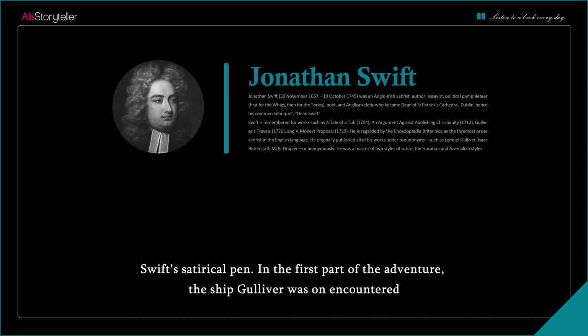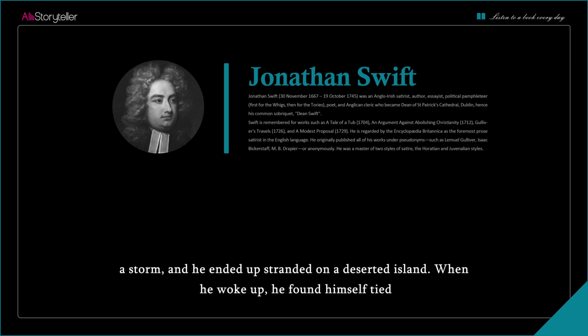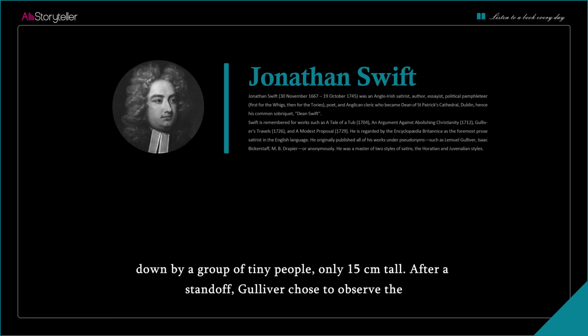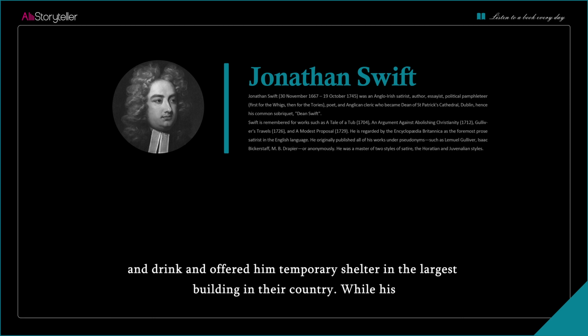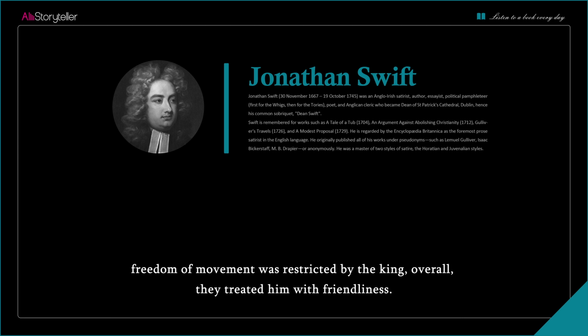In the first part of the adventure, the ship Gulliver was on encountered a storm, and he ended up stranded on a deserted island. When he woke up, he found himself tied down by a group of tiny people, only 15 centimeters tall. After a standoff, Gulliver chose to observe the situation. He realized that these little people were quite reasonable. They provided him with food and drink and offered him temporary shelter in the largest building in their country. While his freedom of movement was restricted by the king, overall, they treated him with friendliness.